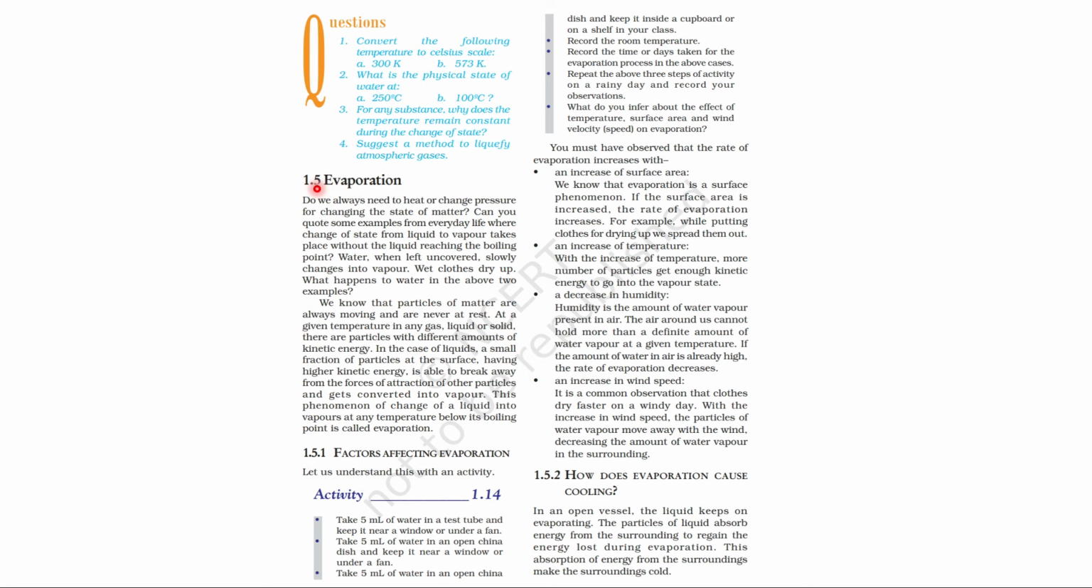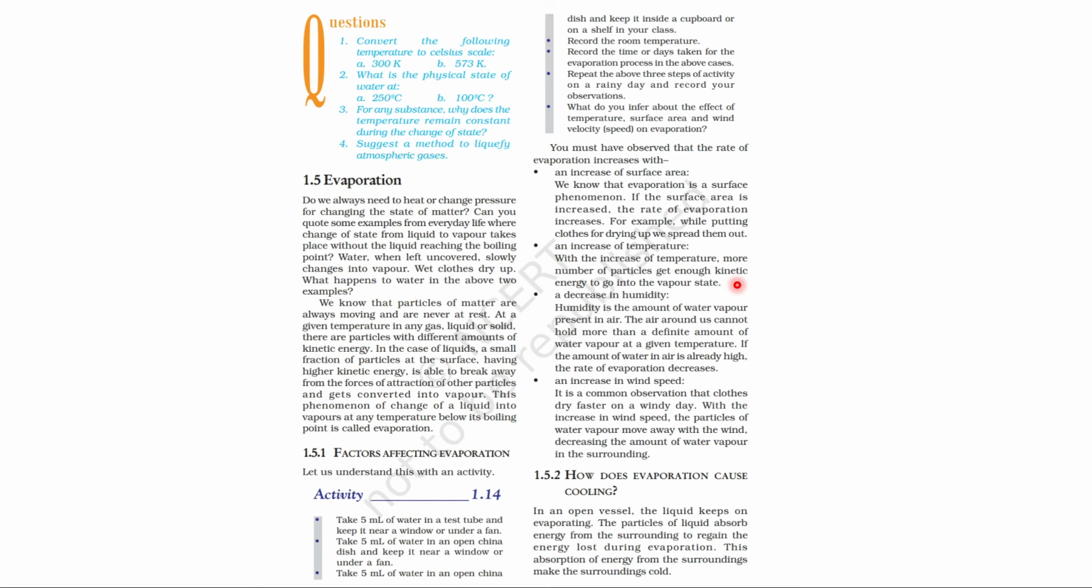Next, we are going to learn about the factors affecting evaporation. First one, surface area. The rate of evaporation increases with the increase in the surface area of a liquid. For example, we spread out washed clothes to increase the surface area exposed to sunlight so that they dry faster. Next one, temperature. The rate of evaporation increases with increase in temperature. This is because the kinetic energy of the particles increases when the temperature increases.